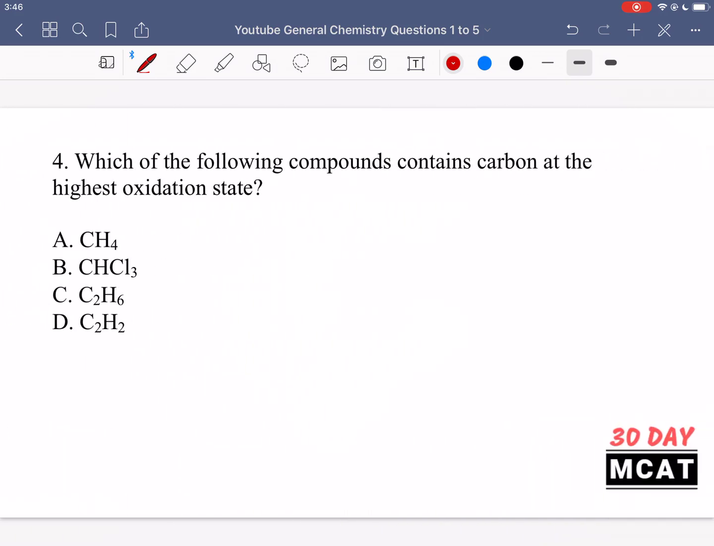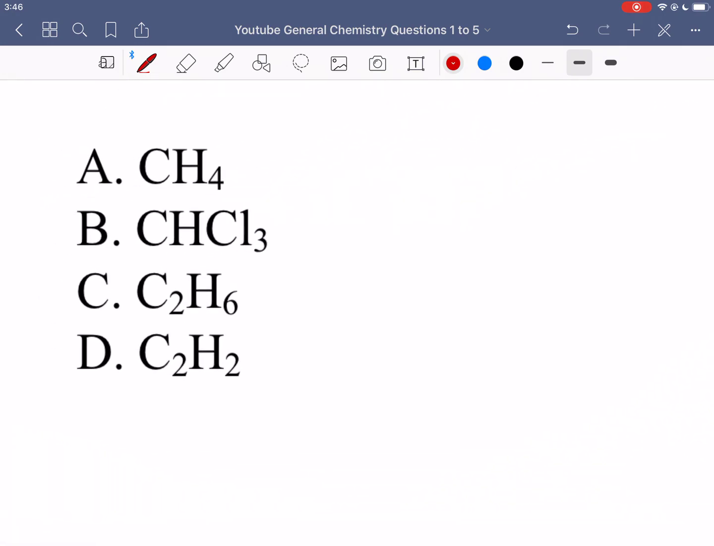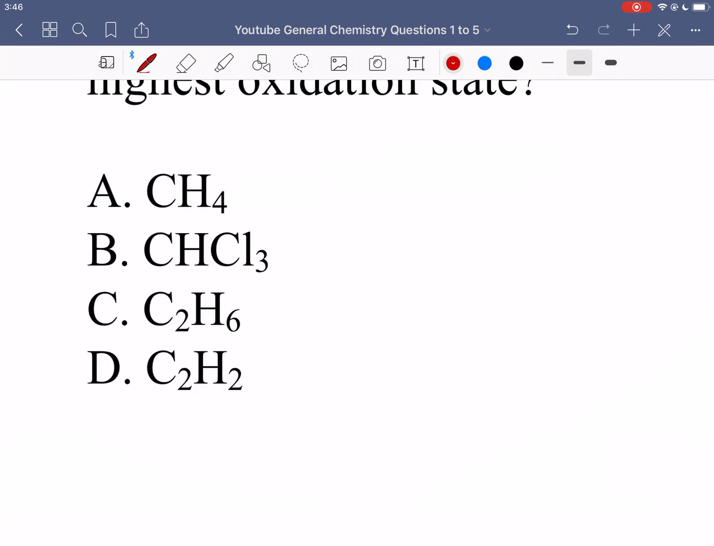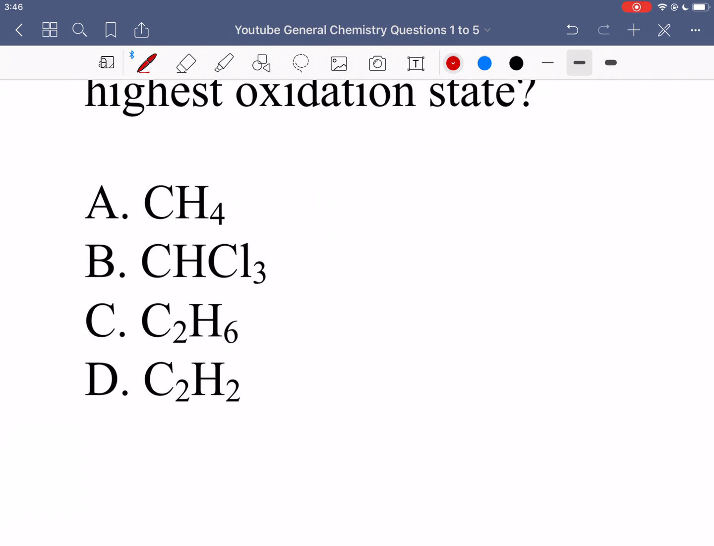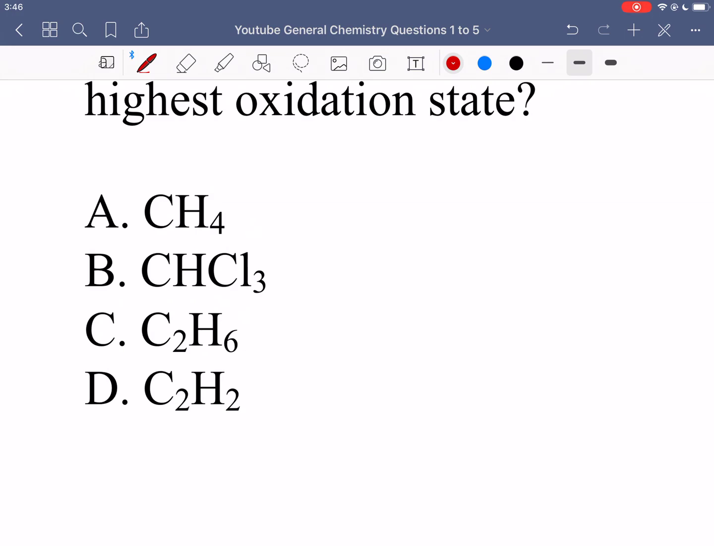In question 4, we're asked which of the following compounds contains carbon at the highest oxidation state. So for this question, we need to go back to our rules for oxidation numbers and then solve to find out what carbon's oxidation number is. And all of these molecules are neutral, so that makes it a bit simpler. We know that hydrogen always has a +1 oxidation state. So if hydrogen is +1, that means that in total we have a +4 charge on this molecule methane in option A. And so carbon's charge to balance that has to be -4.